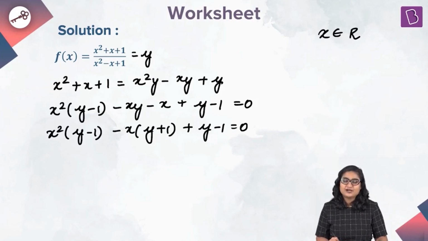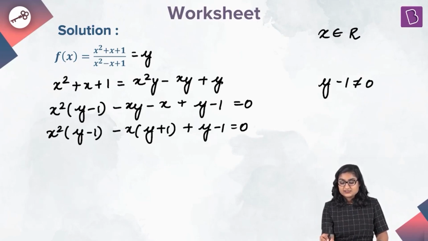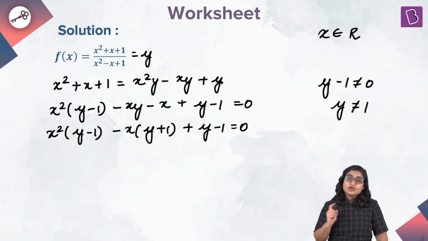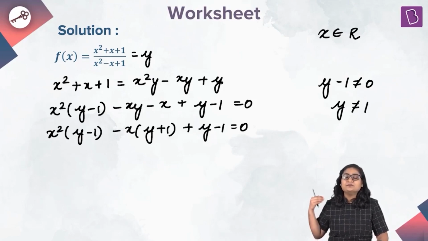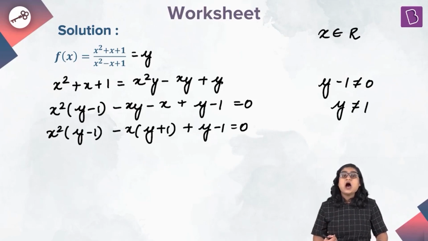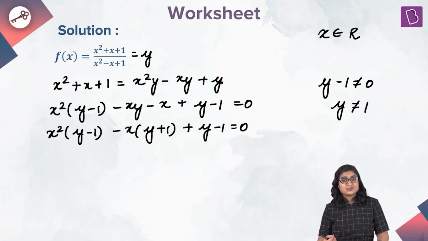We have a quadratic in x. Now, this quadratic will be defined when the coefficient of x square is non-zero, or y minus 1 is not equal to 0. If y minus 1 is not equal to 0, y is not equal to 1. So what we are going to do is solve this complete question keeping in mind that y is not equal to 1. And at the end, we will check if for y equal to 1, are we going to get any real x or not?